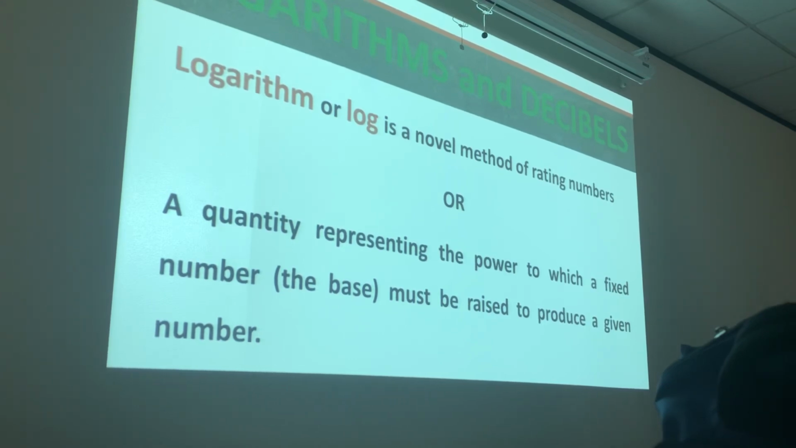All right. So a logarithm is also a quantity representing the power to which a fixed number, the base, must be raised to produce a given number.